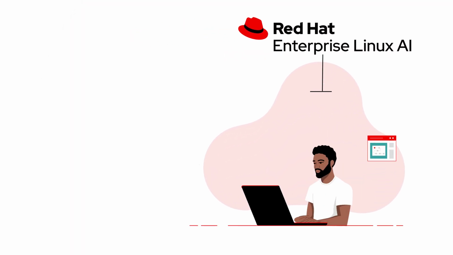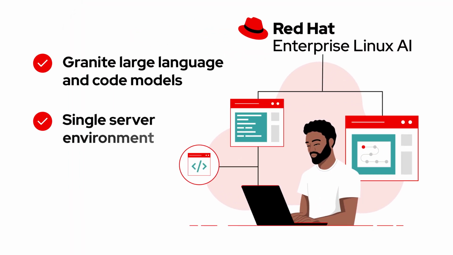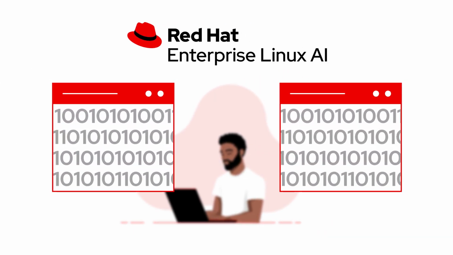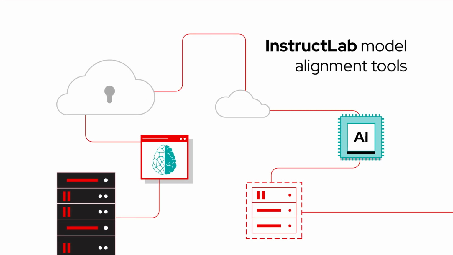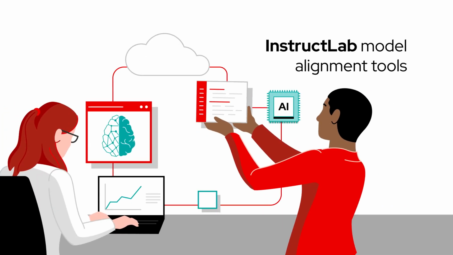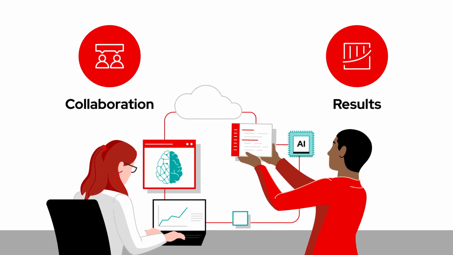RHEL AI offers out-of-the-box Granite large language and code models in a single server environment for development and inference. Because they're open source, they provide transparency on the datasets used in training them. RHEL AI includes InstructLab model alignment tools, a community-driven approach to model tuning designed to make it more accessible for developers and domain experts who may lack traditional data science expertise. This enables collaboration in tuning models and accelerates business results.